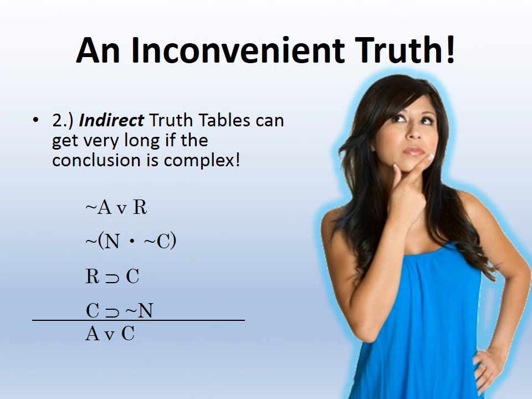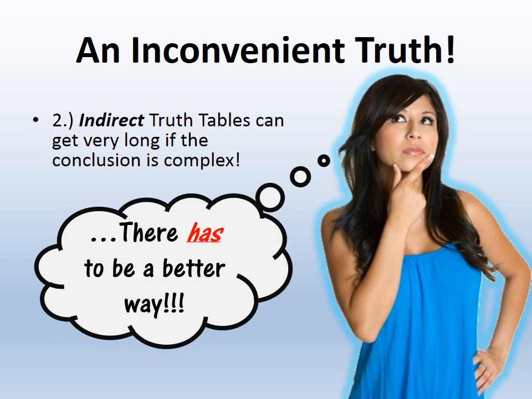But there's another important fact. Indirect truth tables can get very long if the conclusion is very complex. Notice, I'll just make this conclusion a lot more complex, and try to imagine how you would even set up or begin your indirect truth table. You'd have to find all the ways in which this conclusion could be false. It's just not an effective system. So there has to be a better way, and the better way is a natural deduction system in propositional logic.